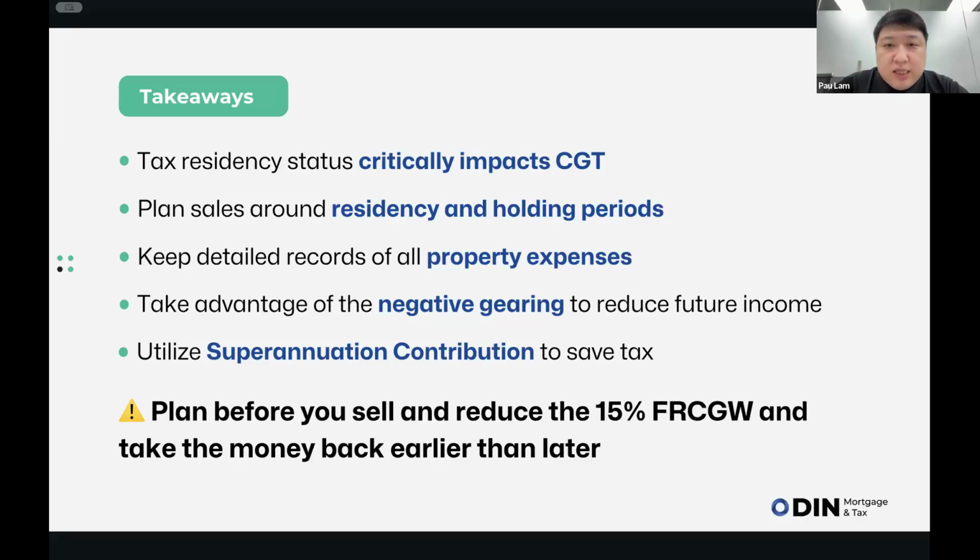Those are the ones that we can claim to help you reduce the tax payable, and try to take advantage of the negative gearing. If you have been accumulating some losses over time, these are the losses that can help you to reduce your future income, like the capital gains when you sell the property. And utilize the super if you can, which also helps you to save tax.